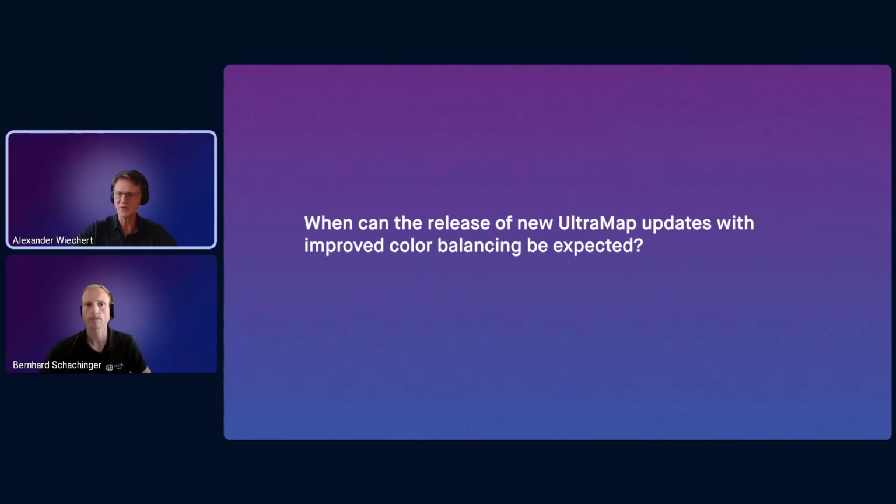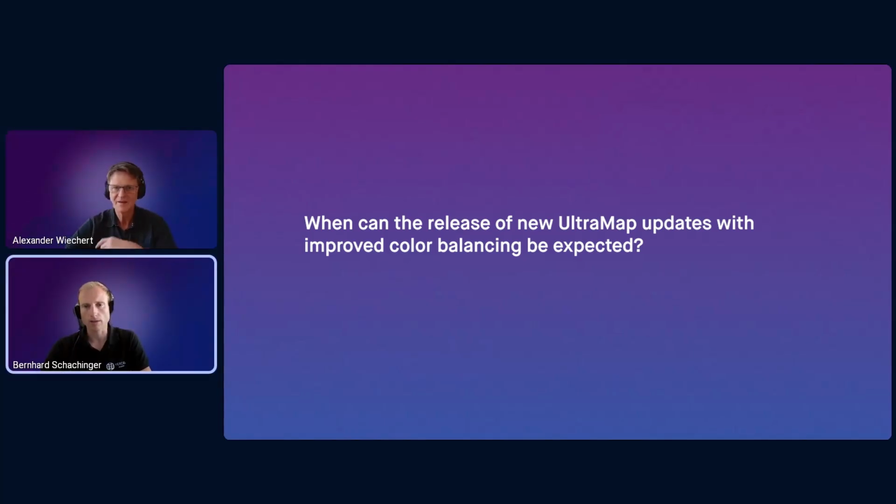When can the release of the new UltraMap update with improved color balancing be expected? Bernhard, can we already share, let's say, a rough release date for that? Yeah, it's not yet that easy to give a release date, not a day, but we have a time frame in mind. Development is ongoing. We are working with prototypes and running various tests. And it's looking very positive that we can offer a release beginning of summer. So that would be something like June, July.